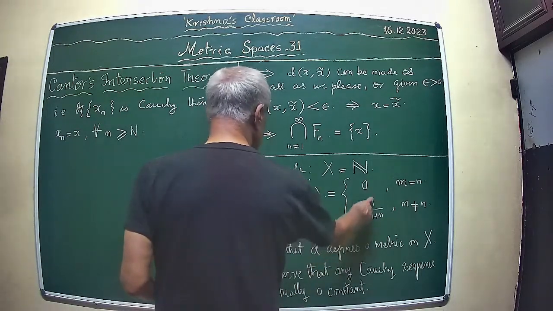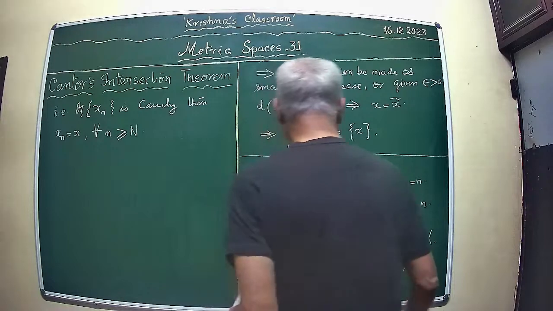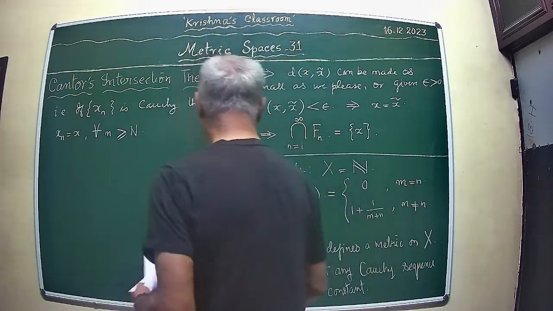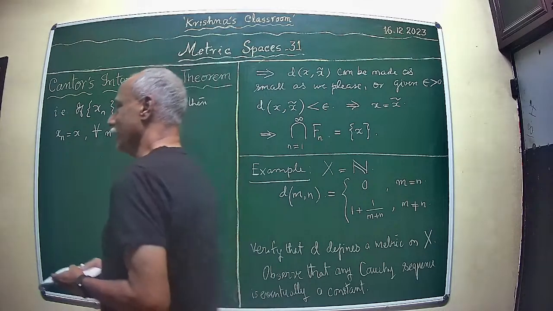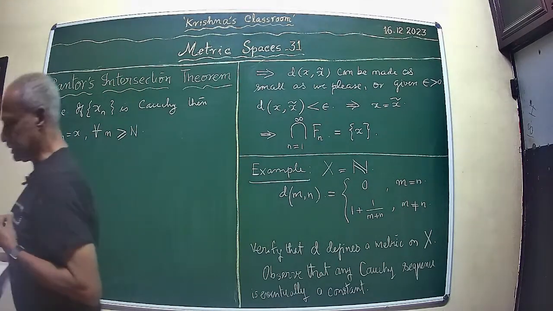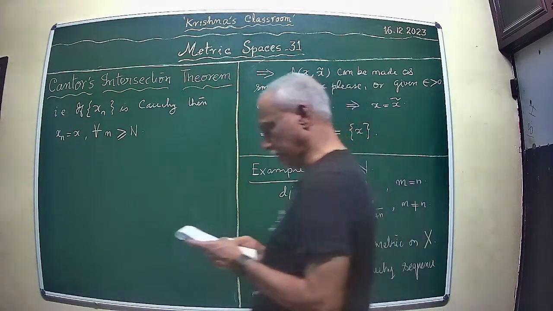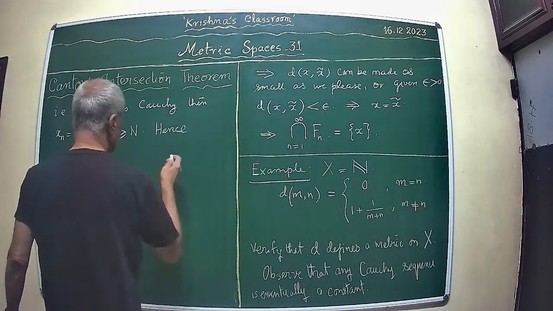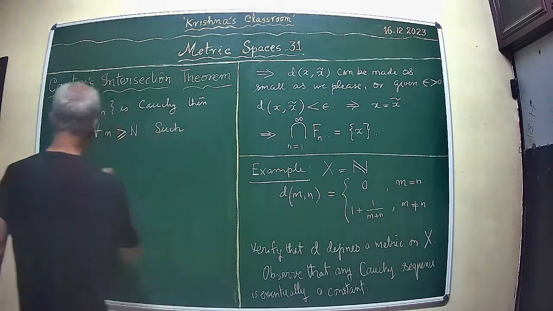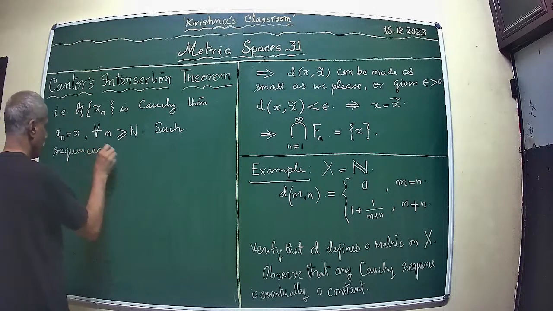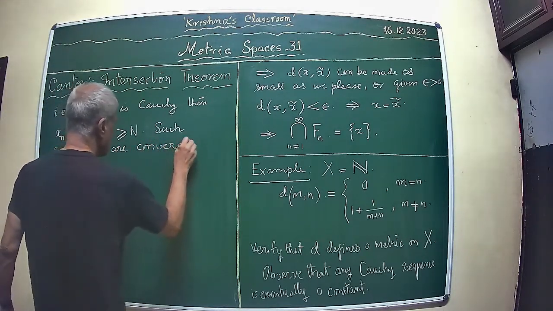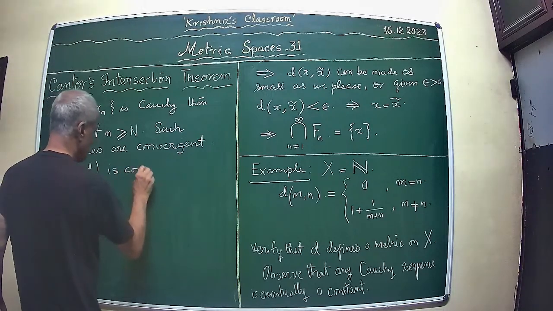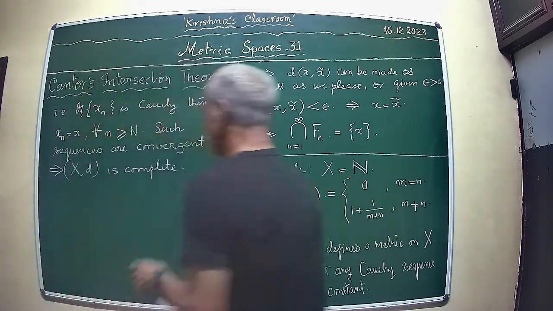Because you see that this is 1 plus 1 by m plus n. Therefore, dmn is greater than or equal to 1. So if m and n are distinct, then it is going to be greater than or equal to 1. Otherwise, it is 0. So eventually, if it has to be a Cauchy sequence, it has to be reduced to just a constant sequence from some stage onwards. Okay. Hence, these are the Cauchy sequences, and the space is complete.